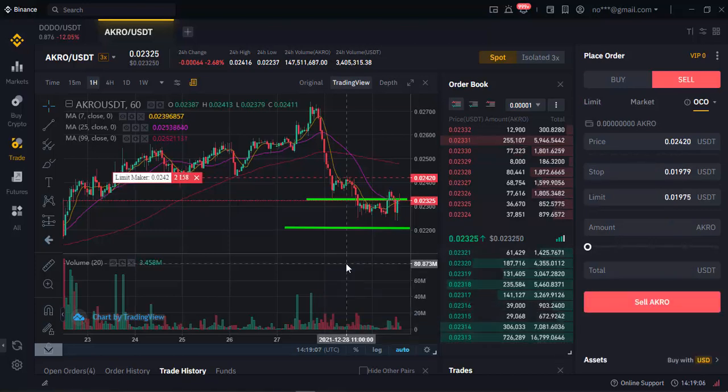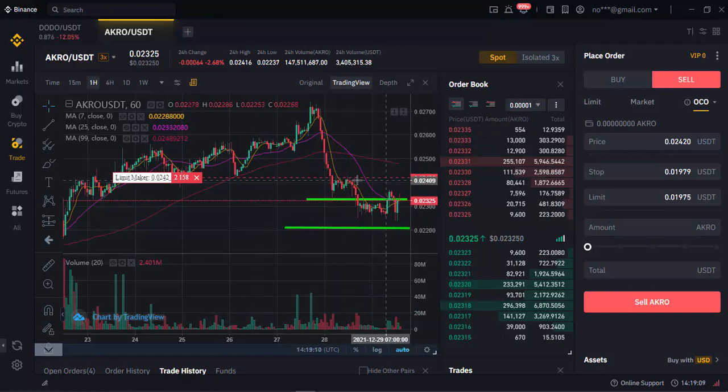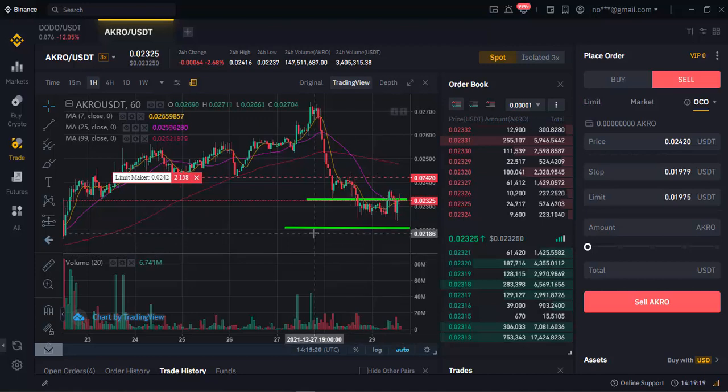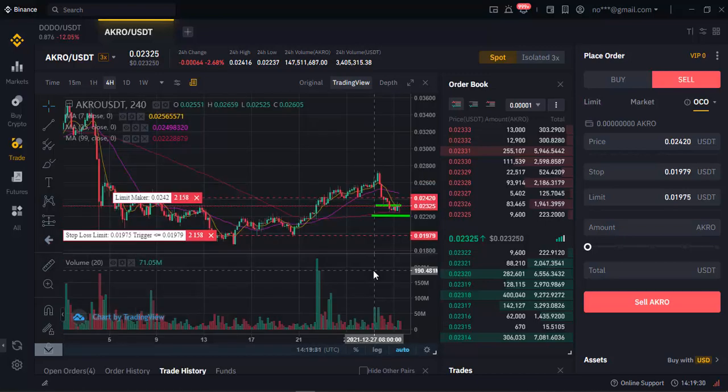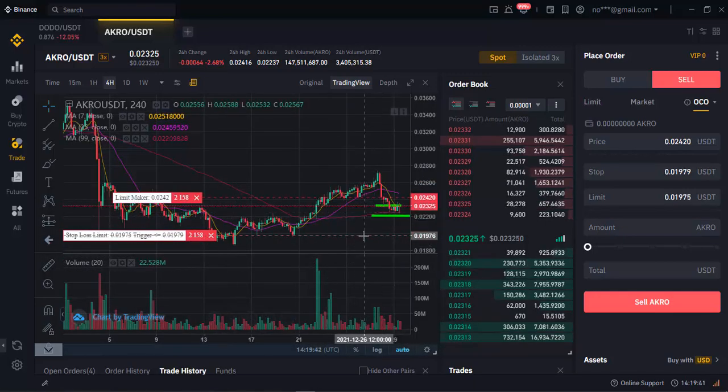It has been placed, and when we look at this, this is the first one, the limit maker. If the price rises to this extent, we are going to sell it and take a little profit. But if the price falls below, now we are going to change this chart to 4 hours, so we can see the one below is down. That is this. If the price has fallen down to this extent, therefore we sell it again also to prevent further loss. That is if the market is dumping.